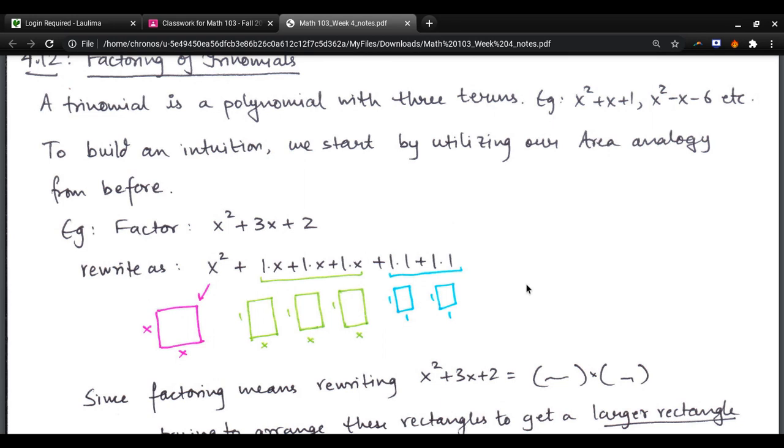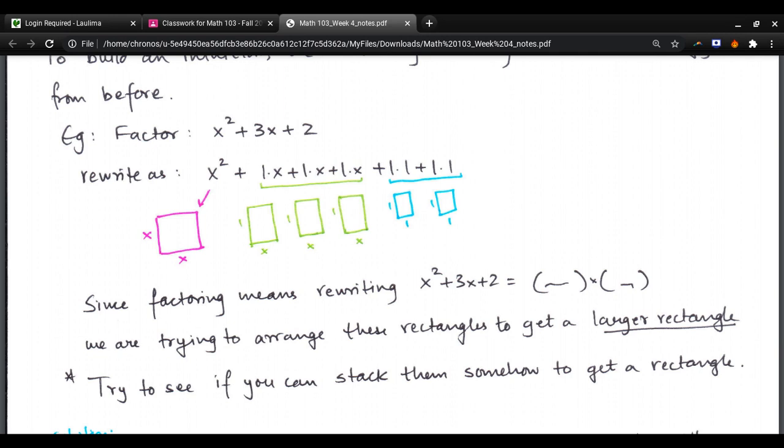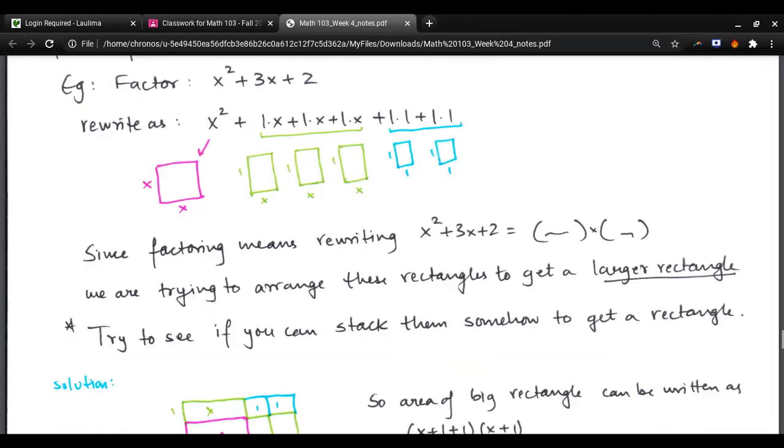Now, recall that the end goal of factoring is to rewrite x squared plus 3x plus 2 as a product of two factors, which means that we are trying to arrange these smaller rectangles to get a larger rectangle. At this point, you can pause the video and try to see if you can stack these 6 smaller rectangles to get a large rectangle somehow.